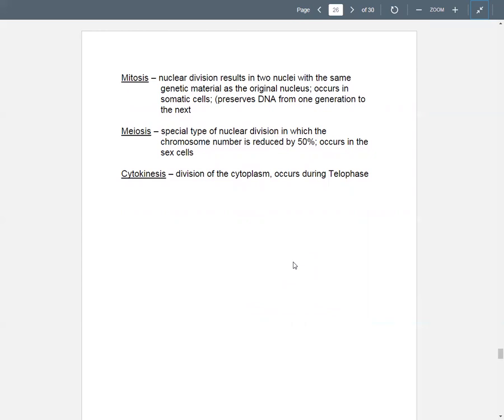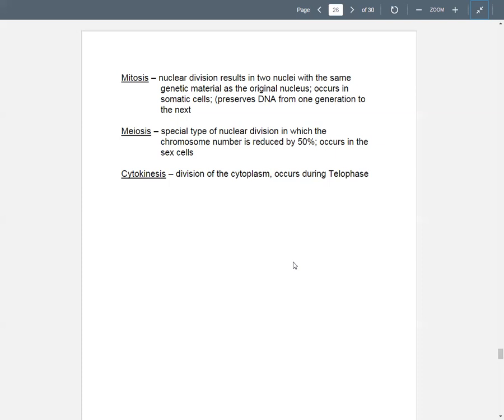A separate process is meiosis. And this is the process that the sex cells go through. It's a special type of nuclear division. You reduce the chromosome number by 50%. So you don't end up with the same amount of chromosomes, you end up with half. Or the same amount of DNA, you end up with half. And that's because in mitosis, you have one cell division. In meiosis, you have two.